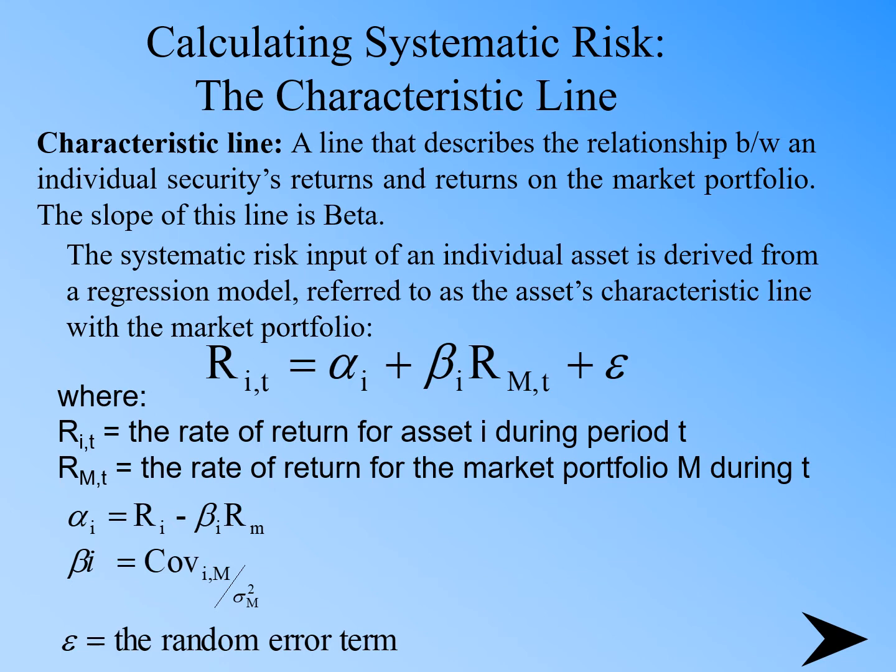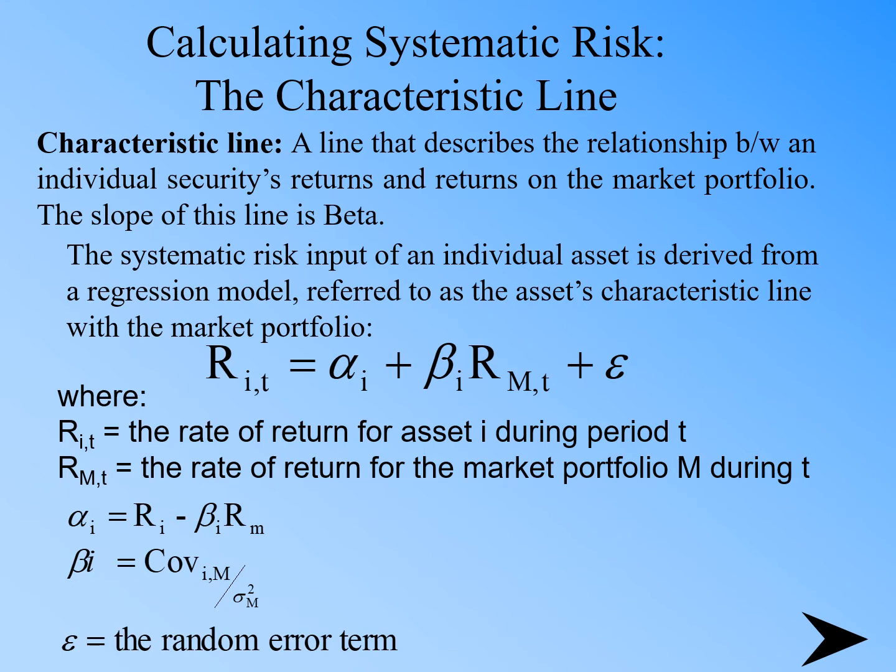So we are using the regression model to determine the systematic risk or the beta of an individual asset. So the systematic risk input of an individual asset is derived from the regression model referred to as the asset's characteristic line with the market portfolio. So you can see this formula: R_it = alpha_i + beta_i R_mt + epsilon. Here R_it is the rate of return for asset i during period t, and t means time. R_mt is the rate of return for the market portfolio M during t.